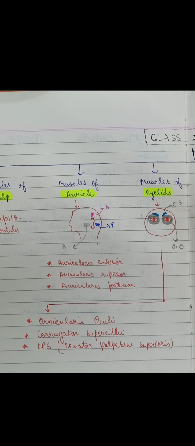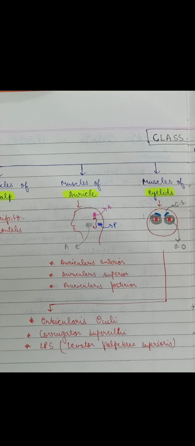Now moving on to the muscles of the auricle. As you can see in this diagram, you can see three types of muscles. One type is running anterior to the ear auricle, the other is running superiorly, and the third one is running posteriorly, isn't it? So in total, you have three muscles of the auricle: Auricularis anterior, Auricularis superior, and Auricularis posterior.